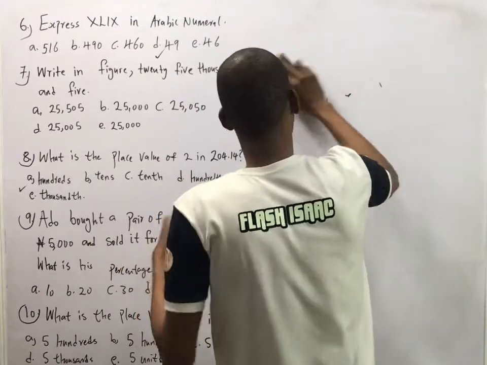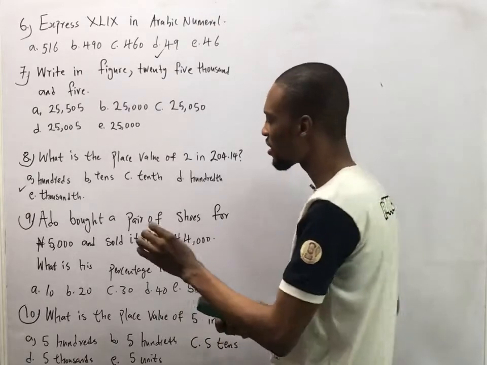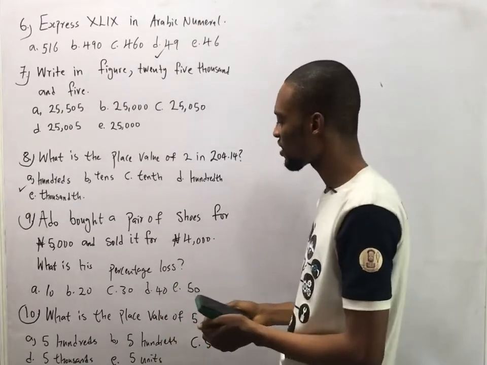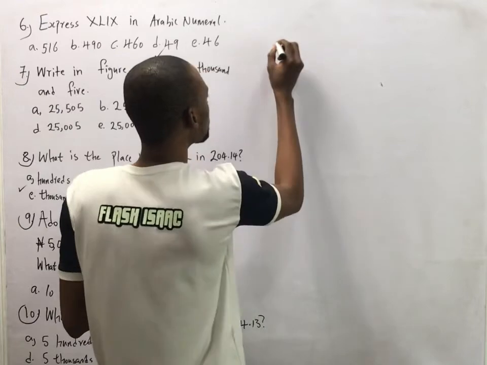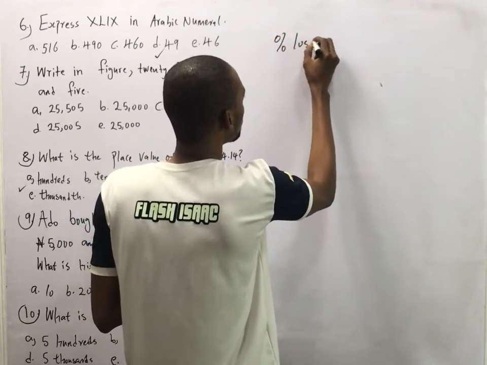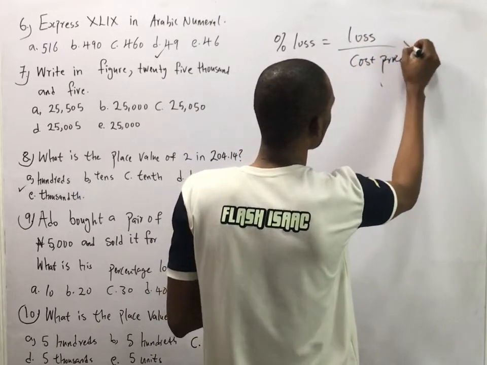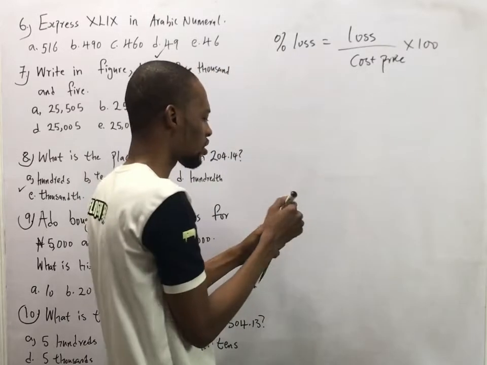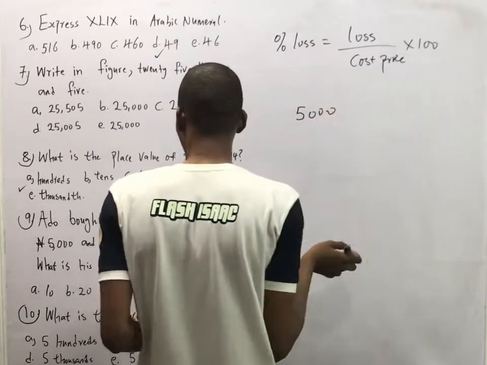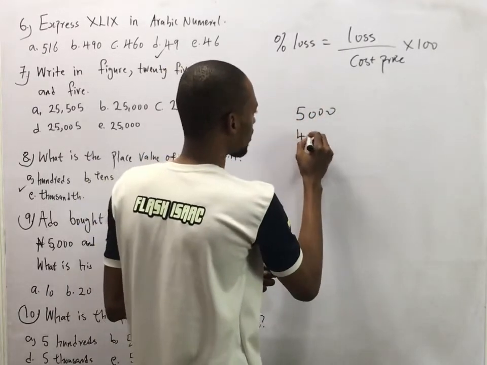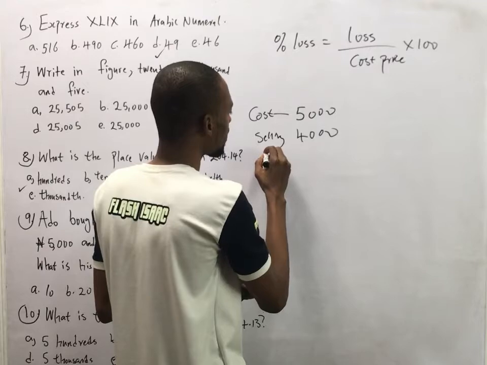Number 9 says, Ado bought a pair of shoes for 5,000 naira and sold it for 4,000 naira. What is his percentage loss? Percentage loss is simply the loss over cost price times 100. That's percentage loss. Now, he bought it for 5,000 naira and sold it for 4,000 naira. So this is the cost price, sorry, and this is the selling price.